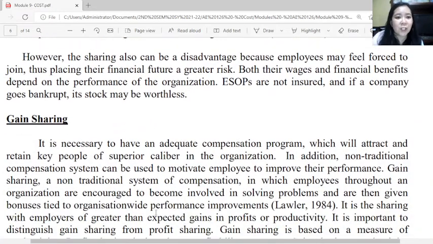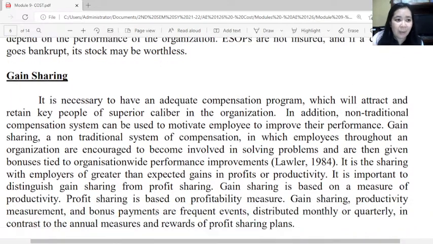However, the sharing can also be a disadvantage because employees may feel forced to join, thus placing their financial future at greater risk. That's the setback. Both their wages and financial benefits will depend upon the performance of the organization. These plans are not insured, and if the company goes bankrupt, so do the part owners. That's the disadvantage.